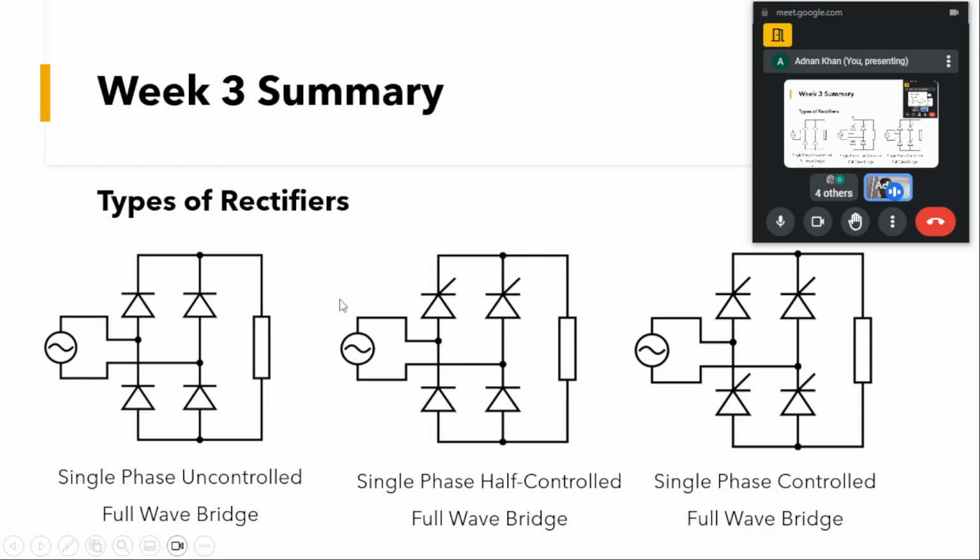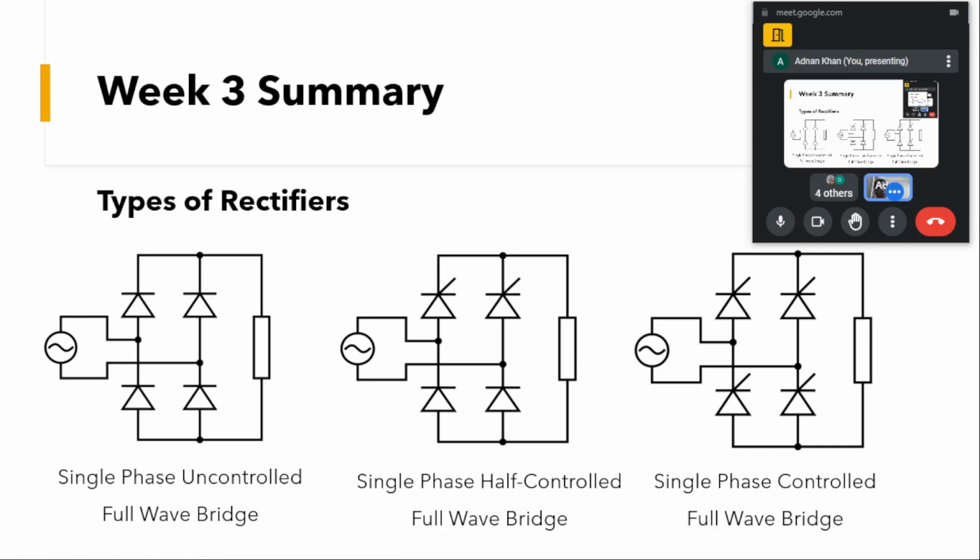So these types of circuits are called single phase, half controlled or partially controlled, full wave or full bridge rectifiers. This is not the only topology it can have.